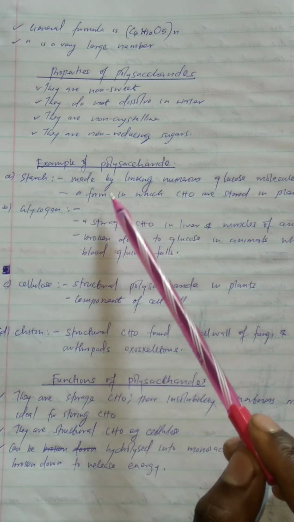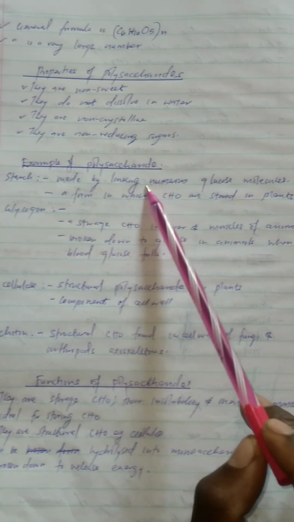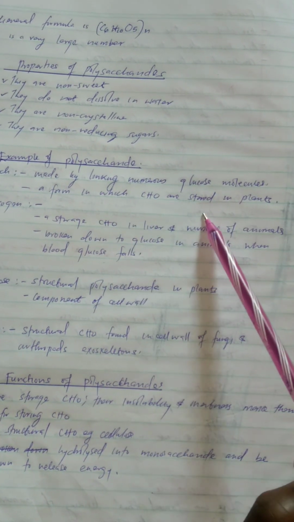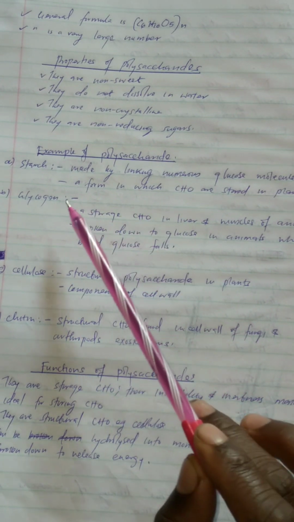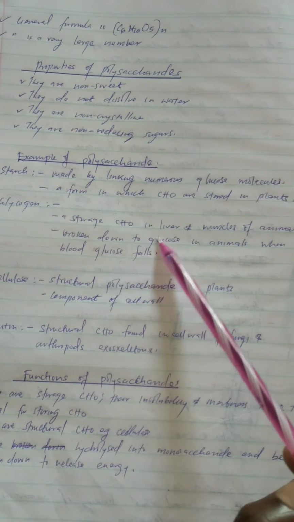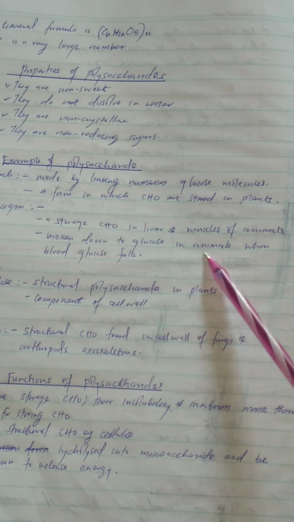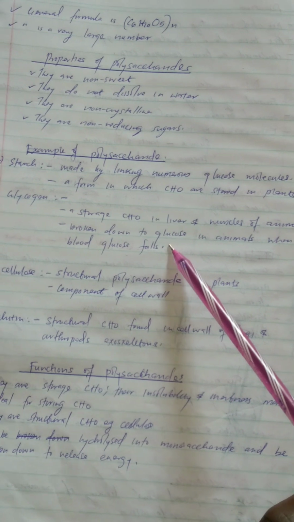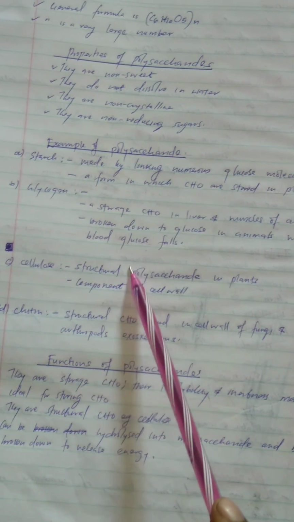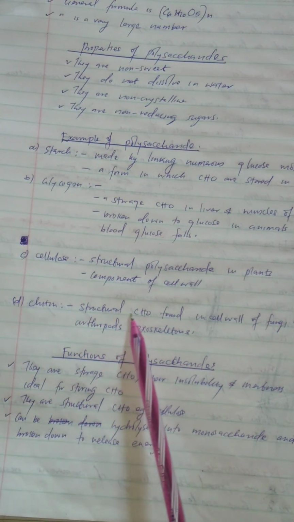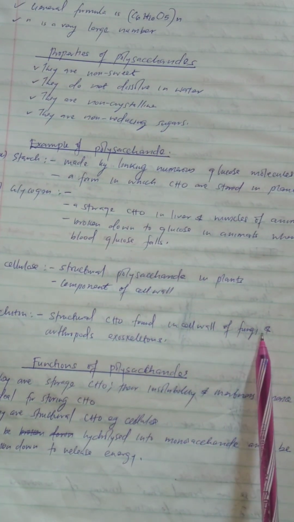Examples of polysaccharides include 1, starch, and starch is made up by linking numerous glucose molecules, and this is a form in which carbohydrates are stored in plants. Then we have glycogen, a storage carbohydrate in the liver and muscles of animals, and most of the time it is broken down into glucose in animals when the blood glucose falls. Then we have cellulose, a structural polysaccharide in plants and mostly a component of the cell wall. And lastly is chitin, a structural carbohydrate found in the cell walls of fungi and arthropod exoskeletons.